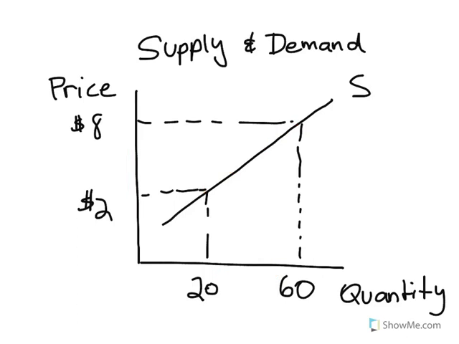If price were originally at $8 and the price were to drop to $2, then I'm no longer willing to produce 60 because the price has fallen. So I will move down as the supplier down the supply curve, and I'll stop on the supply curve where $2 corresponds to 20. So at that intersection point along the supply curve, I'm willing to supply a quantity of 20. Price decreases, quantity supplied decreases as well.